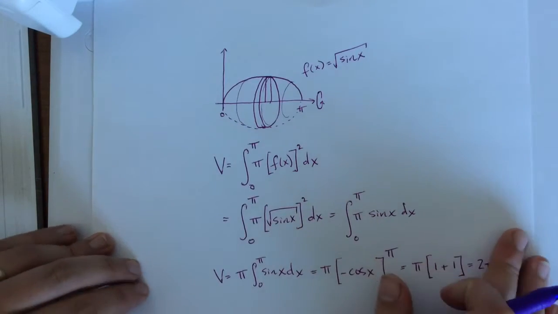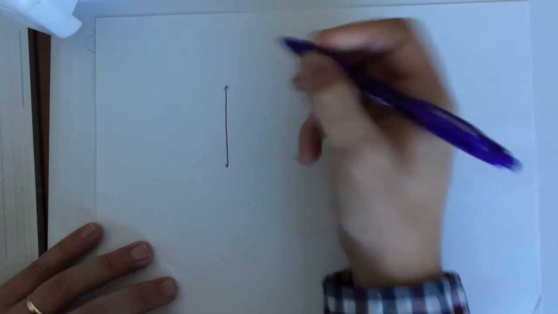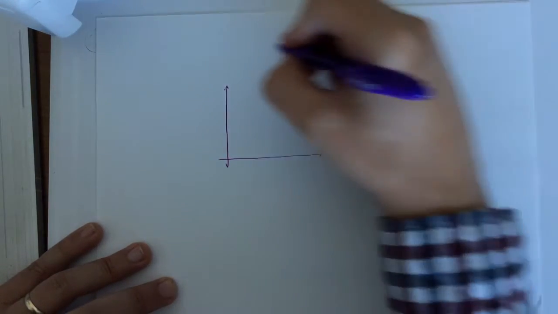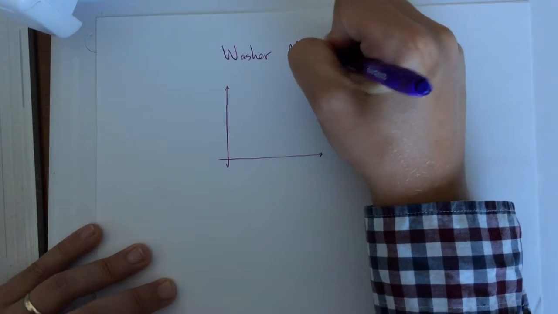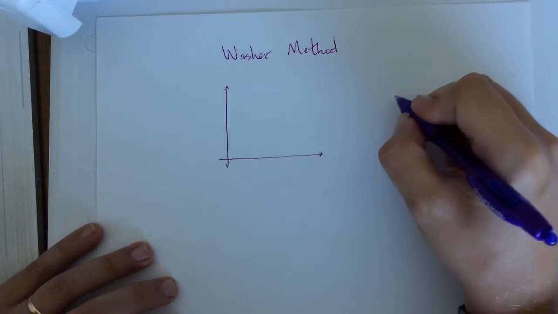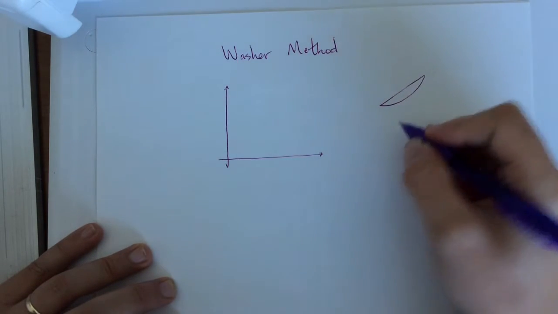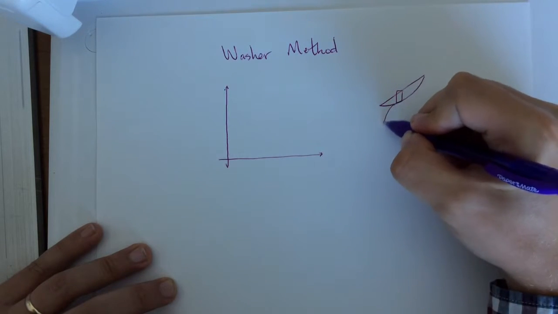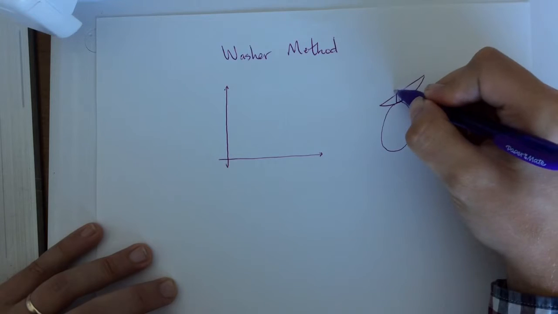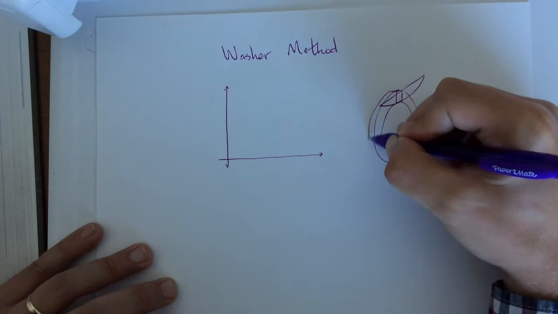All right, let's look at an example of a function with a hole in the middle. So we call this the washer method, because the approximating disks have a hole in the middle, and so they're not really disks anymore, but they take more of a washer shape like that.